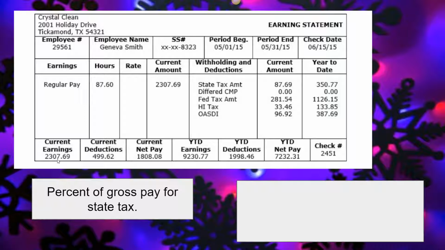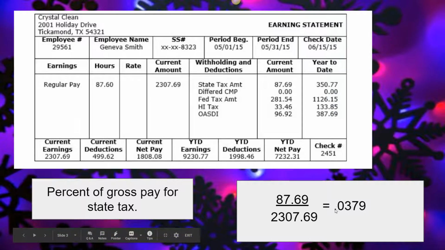If I want to find the percent of gross pay for state tax, then I'm going to start with my state tax amount in current. It's $87.69. I'm going to put this over my current earnings, which is $2307.69. When I put this in the calculator, I get 0.0379. Now, I'm looking for a percent, not a decimal. So we know that we move the decimal to the right 2 times. So I'm going to get 3.79.